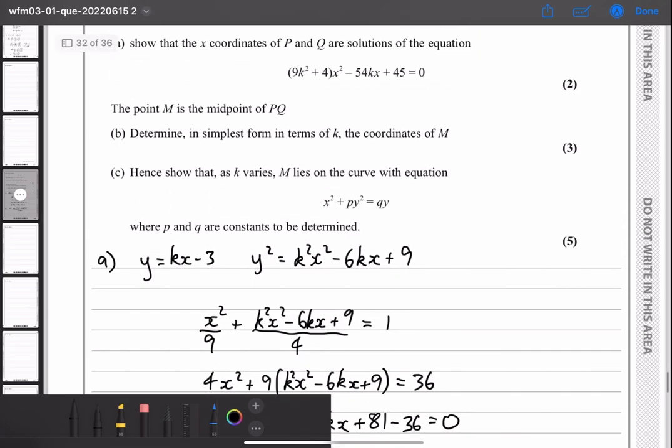Nor do we need to worry about finding the y-coordinate until after we've found the x-coordinate of the midpoint, because it's all happening on that same one line. So this equation that we've got, y is equal to kx minus 3, we can just put it into that once we've found the midpoint coordinate. We don't need the y-coordinate of P and Q.